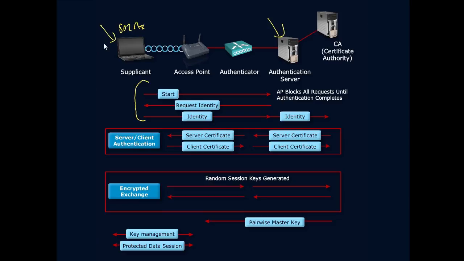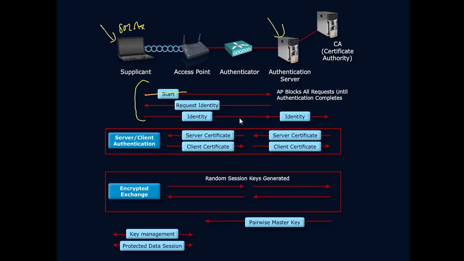So what happens is start. We're going to send this up to the access point. The access point is going to look at it and say, okay, we're using 802.1x. It's going to pass that along to the authentication server. The authentication server is then going to send back the request identity. Who are you? Then the supplicant, or our wireless client that's trying to authenticate, is going to send up its identity.